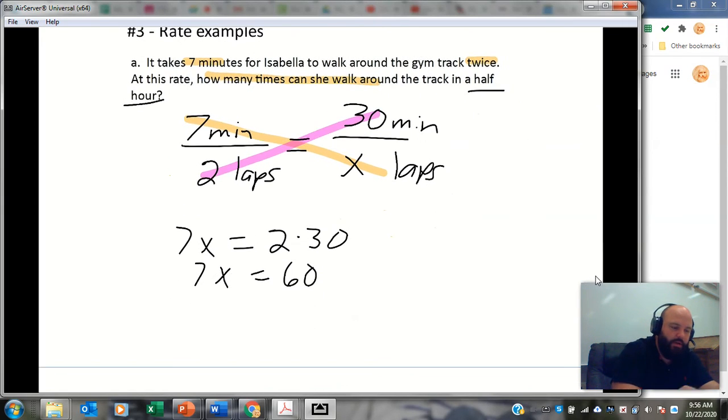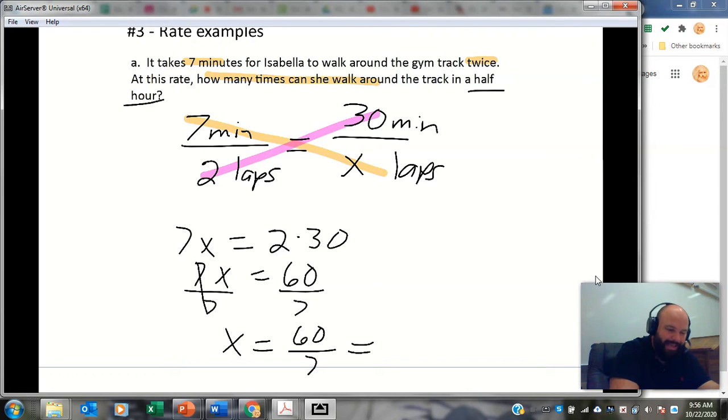And then in order to solve that, I'd simply divide by 7, and you would get x equals 60 over 7. I would rather you not write a decimal. I want you to leave it as a fraction or a mixed number. In this case, 7 will go into 60 8 times. And so 8 times 7 is 56. We're trying to get to 60. We're at 56, so the remainder is 4.